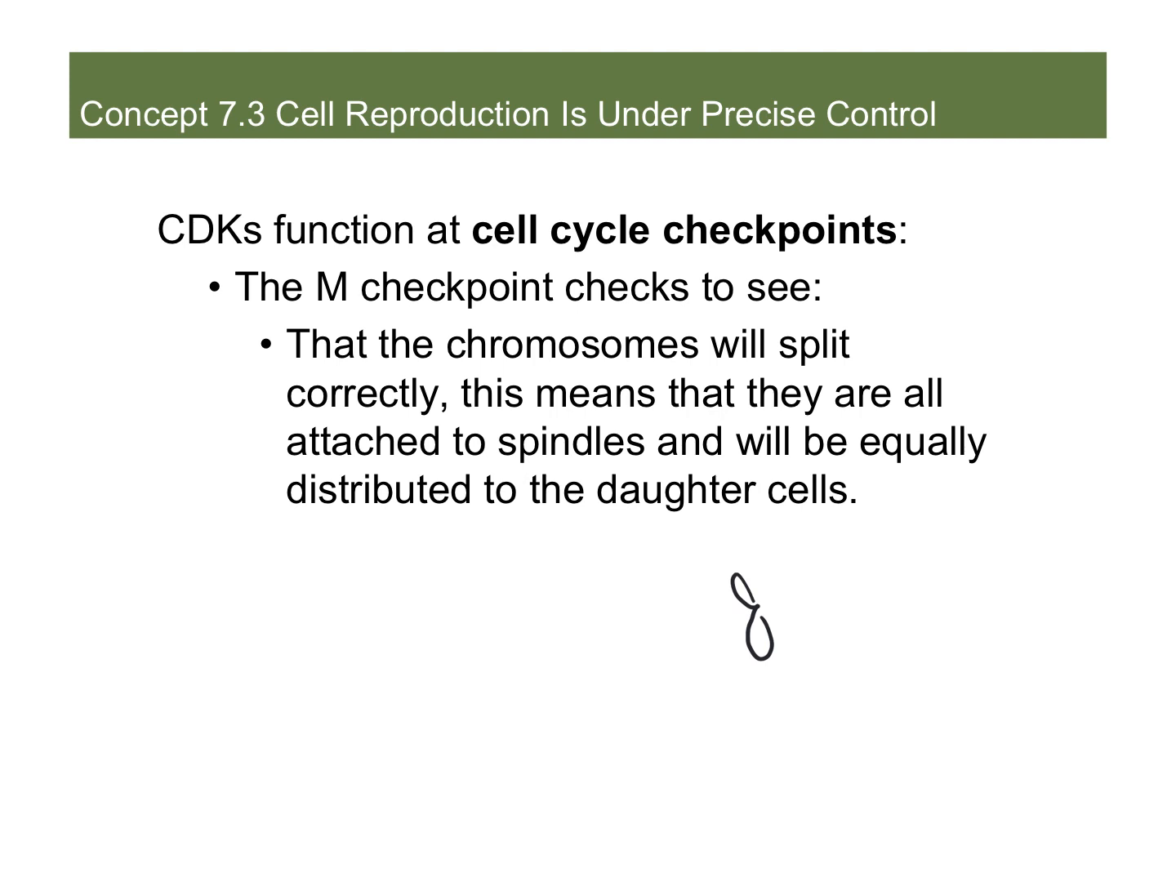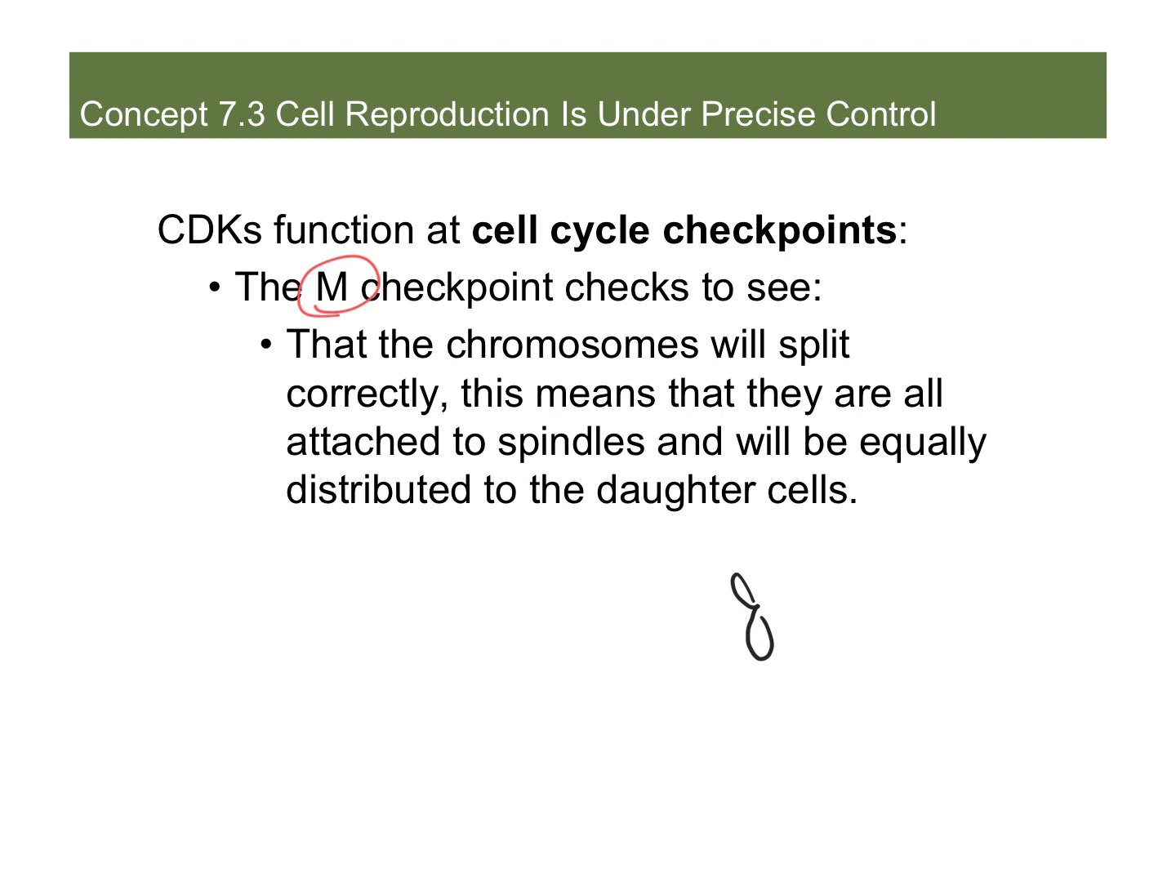Now this one has a typo on it. It should say the M checkpoint, not the S checkpoint. So please make sure you make that change in your notes. The M checkpoint checks to make sure that the chromosomes will split correctly, which means that they are all attached to spindles and will be equally distributed to the daughter cells.